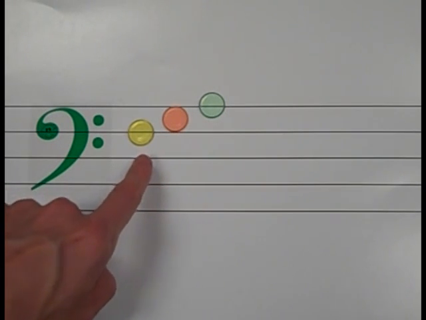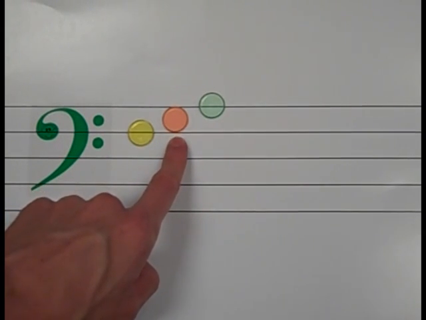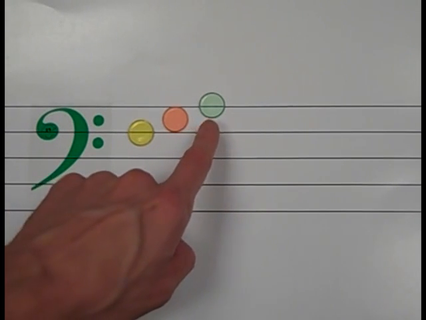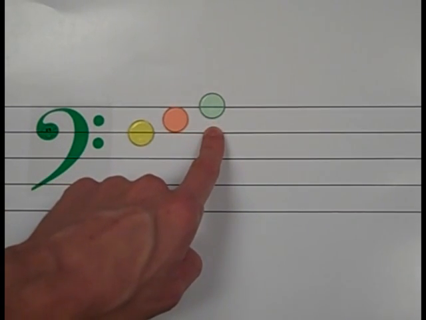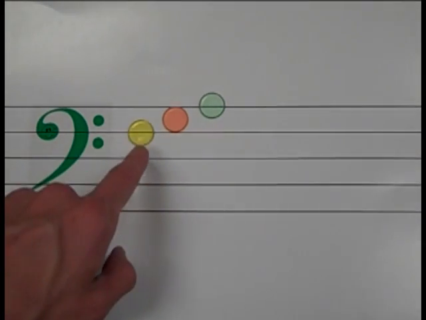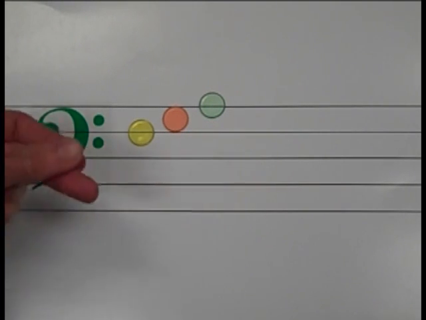Let's try naming the letter names of some of these notes. If this is F, can you think of a step above F? If you said G, you're correct. Then what would a step above G be? If you said A, you're correct. So these 3 notes of the bass clef would be F, G, A.